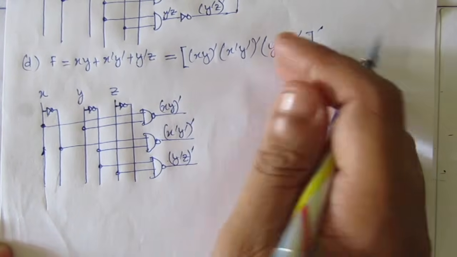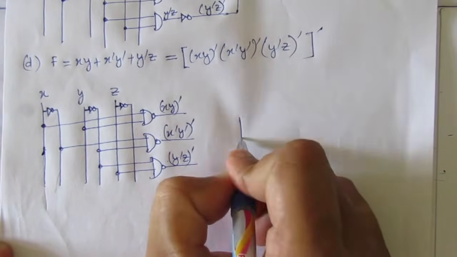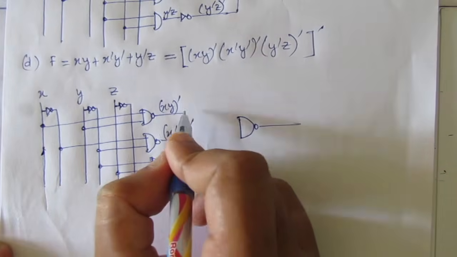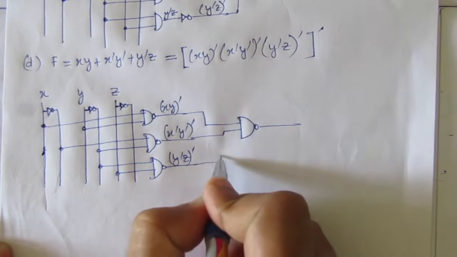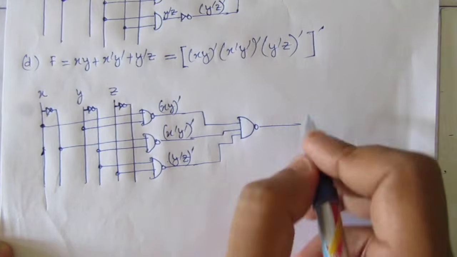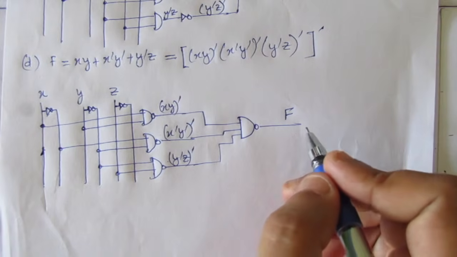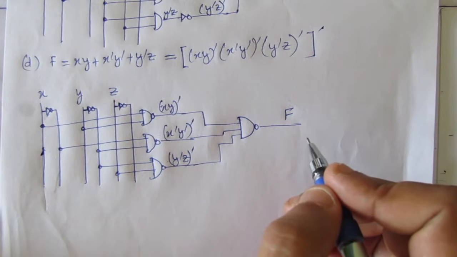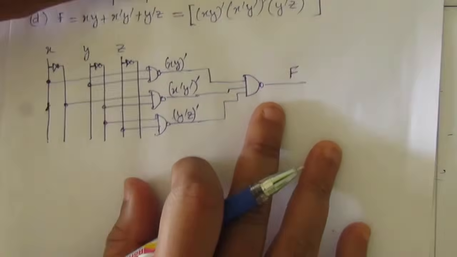Now we have to multiply these three and then again we have to complement. So we can directly use here a NAND gate and we'll use these three as the inputs to this NAND gate. And we'll get here f, the function f. Okay, so this is the logic diagram of the function using NAND gate and inverter. So the part is complete. So now we'll go to the fifth part, that is E.